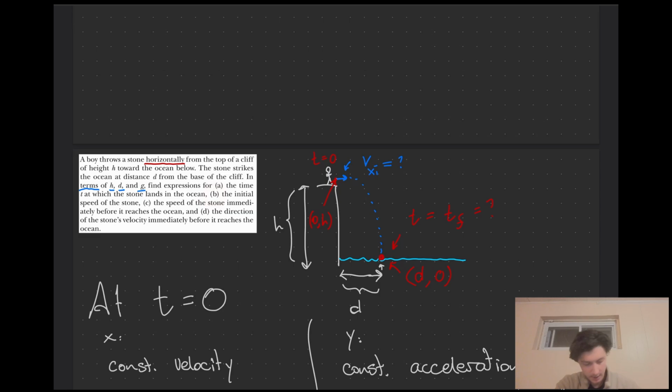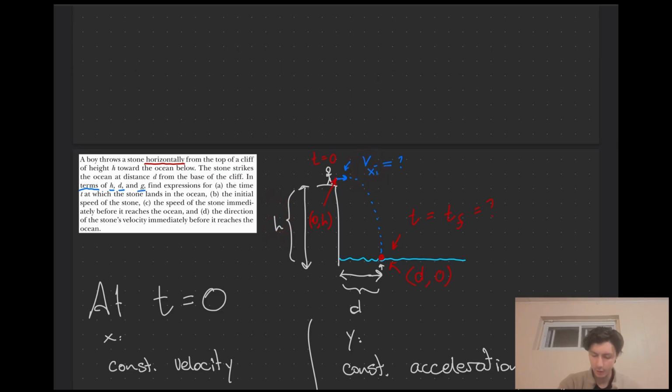Let's check out part B. The initial speed of the stone. How do we find this? This is the initial speed. This is Vxi. We determined this. We just stated, you could call this any letter. You could call it h. Actually, don't use h because there's h here. But I just called it v in the x direction initially.